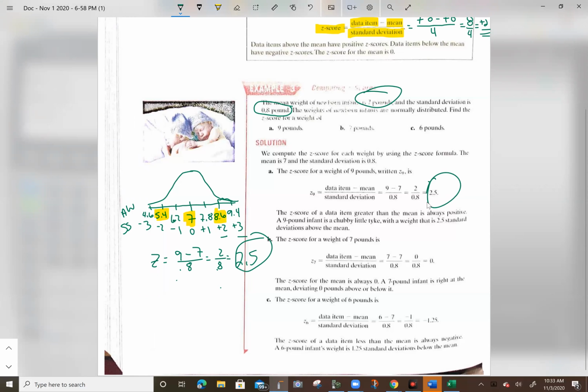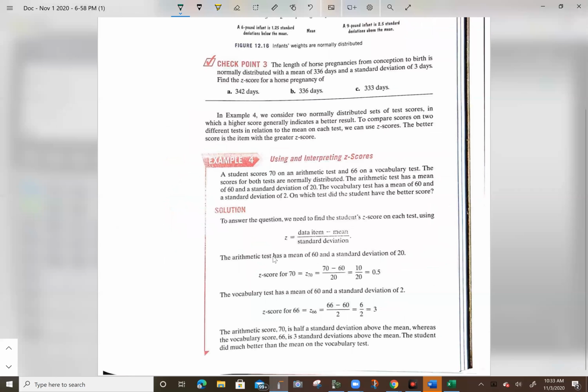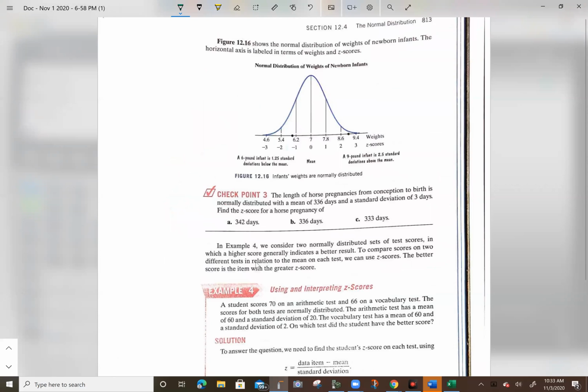Okay. All right, and then it does it for 7. Well, 7, you didn't even need to do what it did here because we can see from our picture it was exactly the mean, so we know it was 0. And for 6, they had to put it back into the formula. Okay, so this time, oh, so this was it, did it for us.